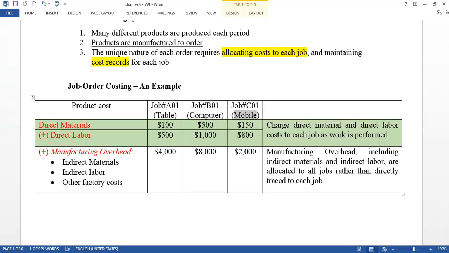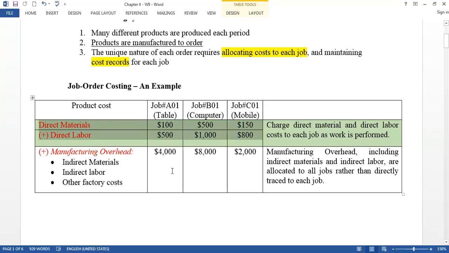And you know that direct materials and direct labor for different products are different, right? I produce a table, and wood is my direct material. You produce a computer, so in your case, wood is not your direct material, right? CPU is your direct material. So direct materials and direct labor are totally different for each job, right?